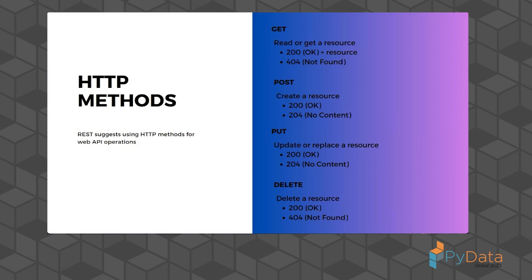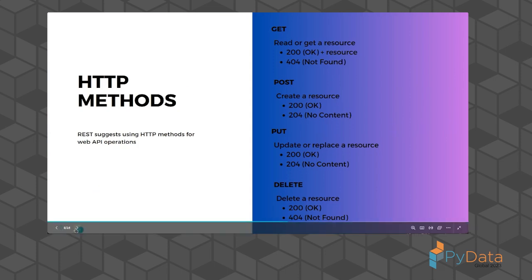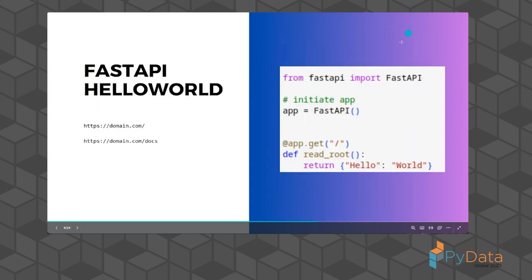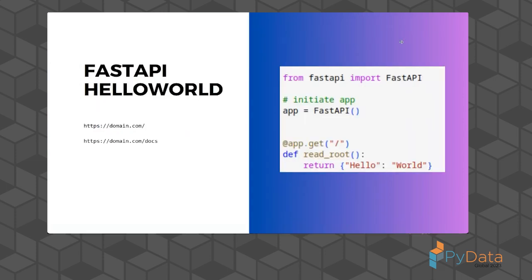So another method is POST, which creates a resource, and PUT and DELETE. I'm not going into those because I can see the time is almost over. So you can see here the hello world of FastAPI. Look at how many lines of code there are. You import FastAPI, which you can install with pip install fastapi, and you initiate the app. This is basically a FastAPI API.